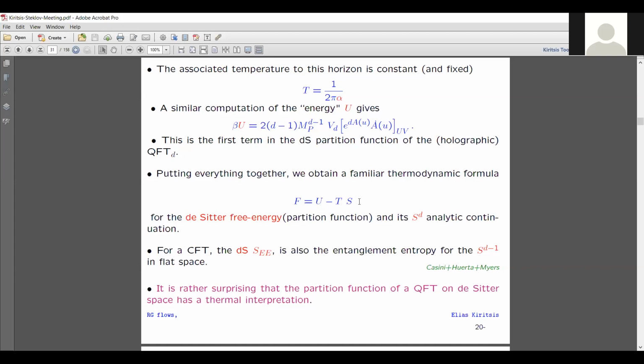These particular pieces give a thermodynamic interpretation in the free energy of a quantum field theory on de Sitter, but also on the sphere. In de Sitter, it is known that the entanglement entropy that we discussed is also the entanglement entropy in flat space over an S^(D-2), as was shown already by Casini, Huerta, and Myers. This was shown for CFTs. This is not true anymore for general quantum field theories. I still find it surprising that the partition function of a quantum field theory on de Sitter space has a thermal interpretation.